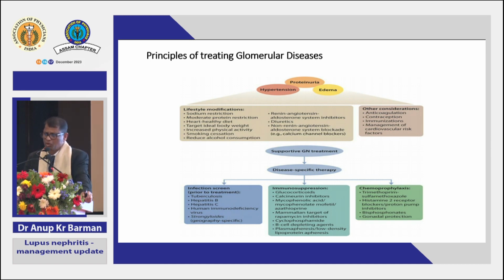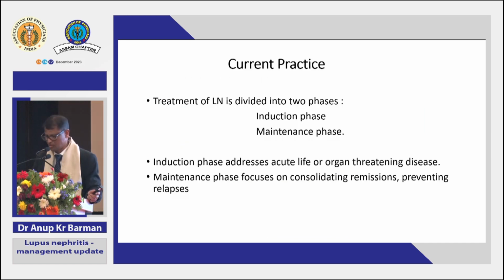But the most important is the specific therapy. Specific therapy is guided by the biopsy, and then it will fall into the guidelines. We will talk about it in the next few slides. So what is the current practice in lupus patients? In current practice we divide treatment into two phases. One is the active phase, the induction phase, and second is the maintenance phase. The induction phase is basically to prevent organ threatening disease and organ damage.